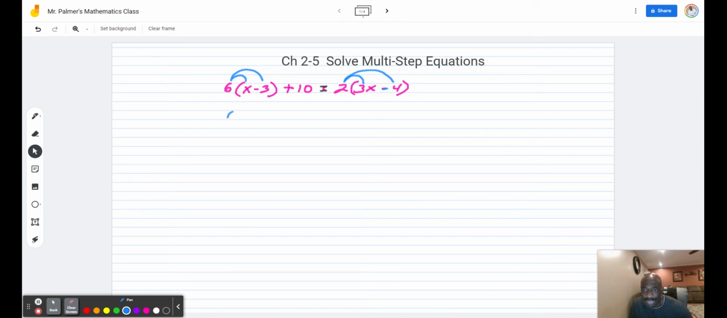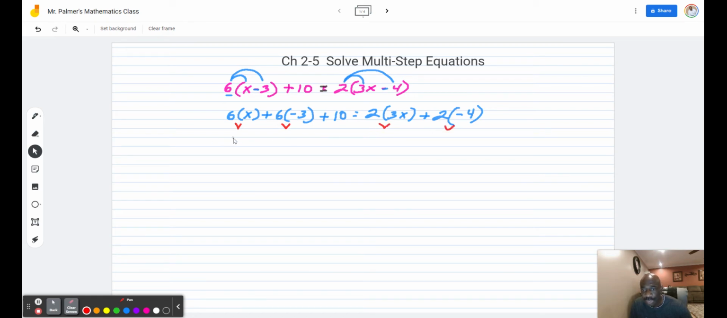All right, so let's write this out. 6 times x will be written like this. 6 times x. Go back to the 6, back to that 6 and multiply by the negative 3. Don't forget that minus right here. When you bring it on down, it is a negative 3 plus 10 equals 2 times 3x plus, go back to the 2 again, times a negative 4. See that minus 4 right there? When you write it, you can't just write 4. It has got to be a negative 4. All right, so I need to multiply, multiply, multiply, multiply.